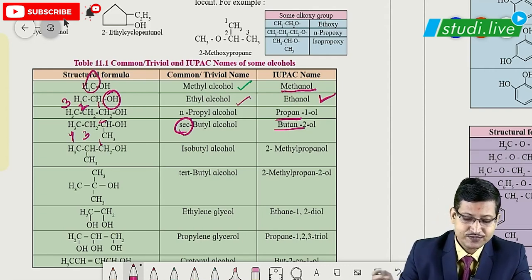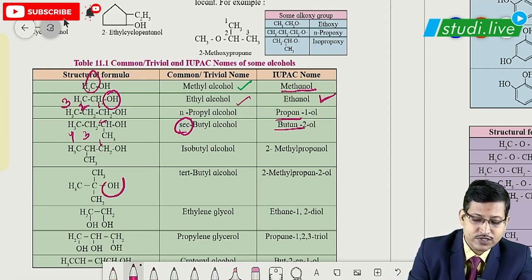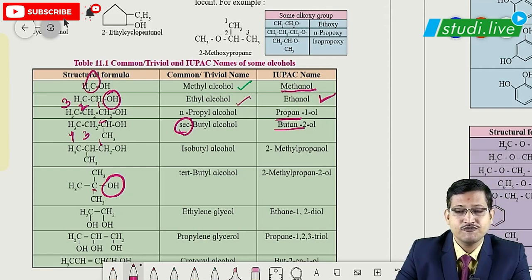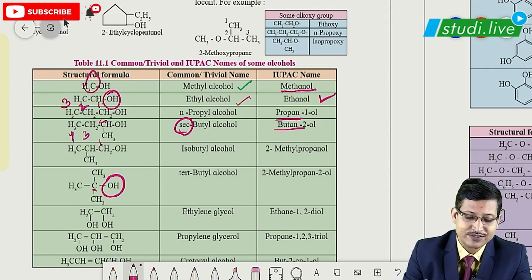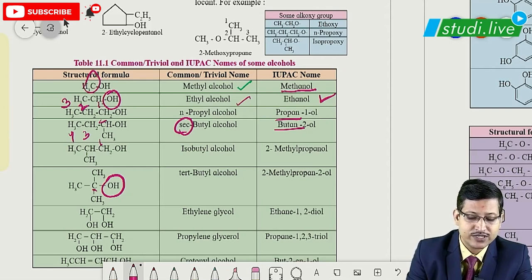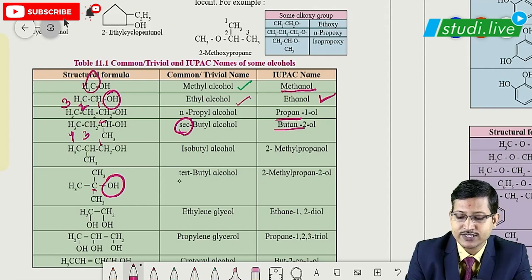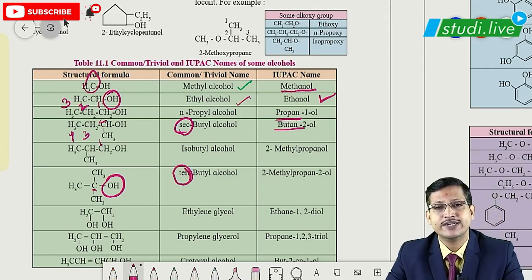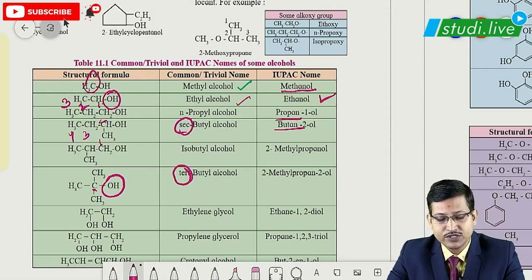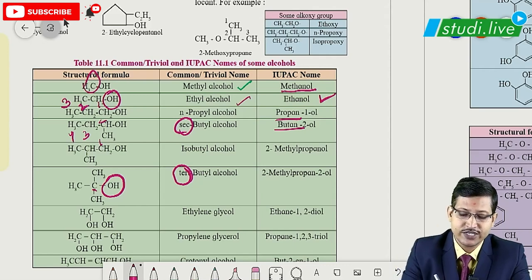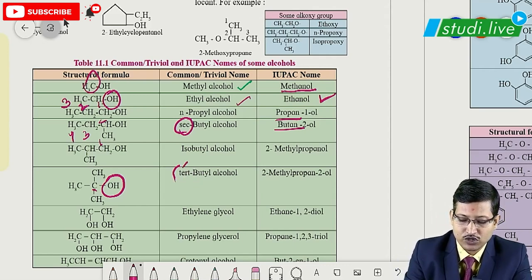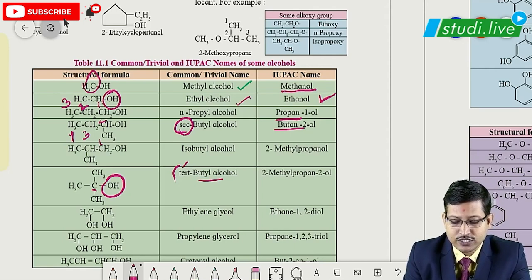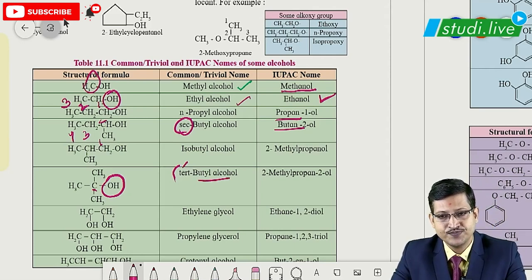The next one, now here OH is attached to a carbon which is attached to how many carbon atoms? Yes, it is attached to 3 carbon atoms, 1, 2 and 3. That carbon becomes a tertiary carbon. So here it is tertiary butyl alcohol. Otherwise you will not understand the name. It is tert-butyl alcohol.